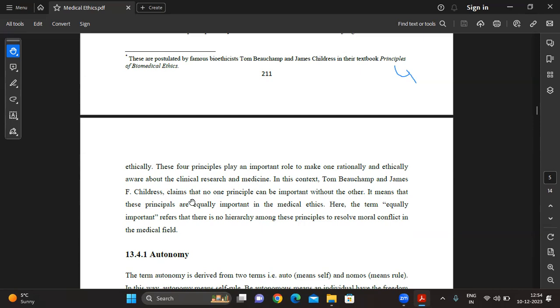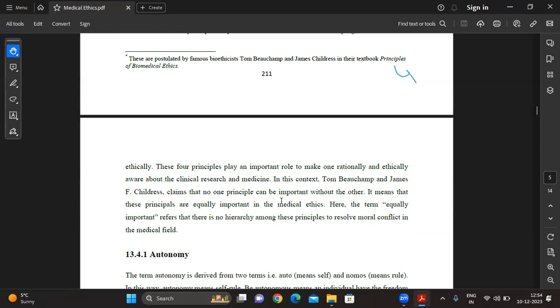In this context, these people, they have claimed that no one principle can be important without the other. So there are many ethicists, people who study medical ethics or ethics in general will be called ethicists, or people who study in particular medical ethics or bioethics. Bioethics होगा full biological research पे, तो zoology है, और या botany है, या जो भी life based research होगी, that will be called biomedical research, and uske ethics will be called bioethics.